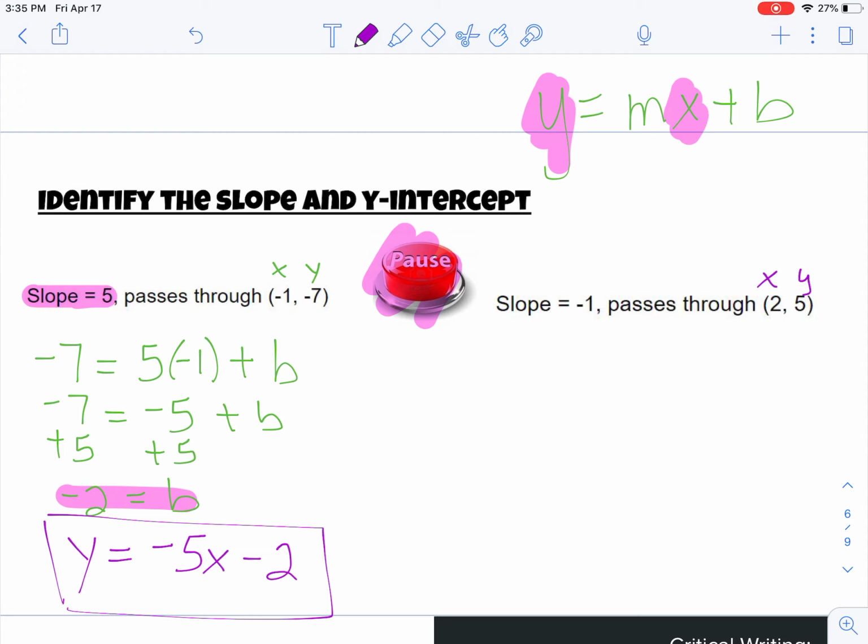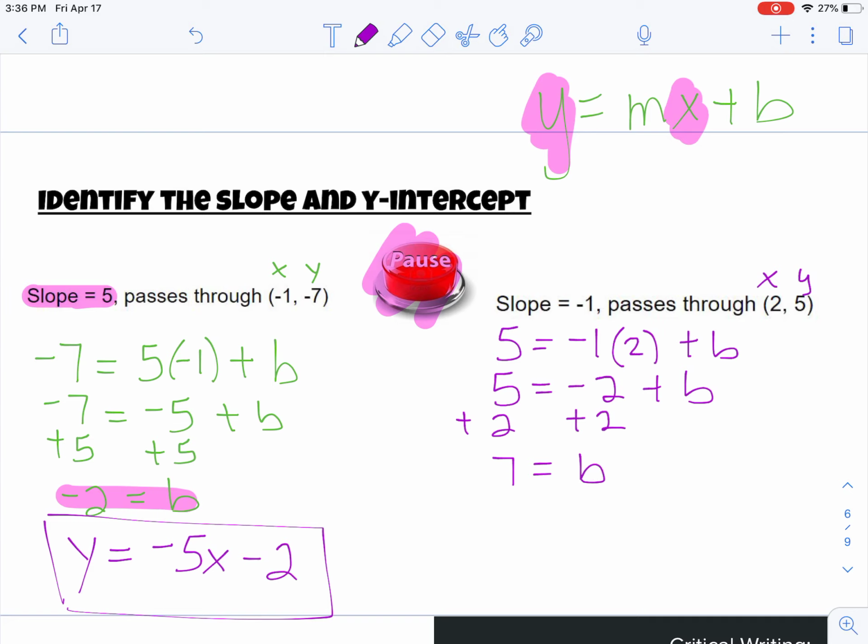All right, so my y is 5 is equal to, my slope is negative 1 times my x, which is 2, plus b. b is what I don't know right now. Positive 5 is equal to negative 2 plus b. How am I going to get that negative 2 over? Well, I'm going to add 2 to both sides. And so now I know that b is 7.